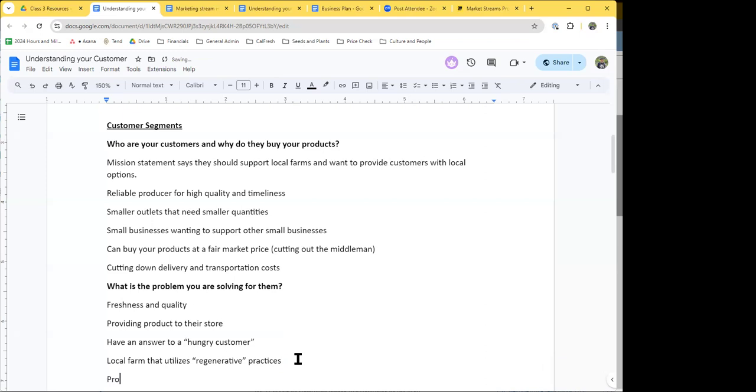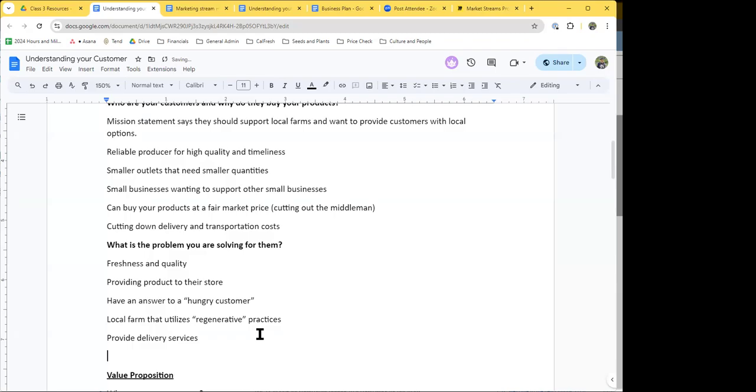Say, provide delivery, so you don't have to go pick things up. Buy in small quantities. It's the same thing, asking the same question in different ways.